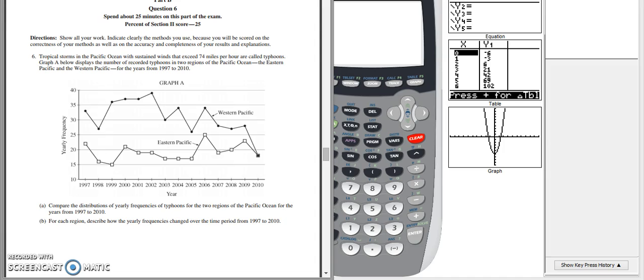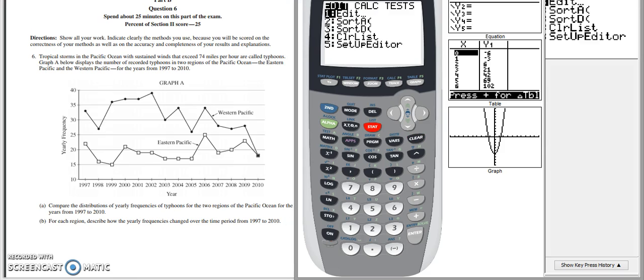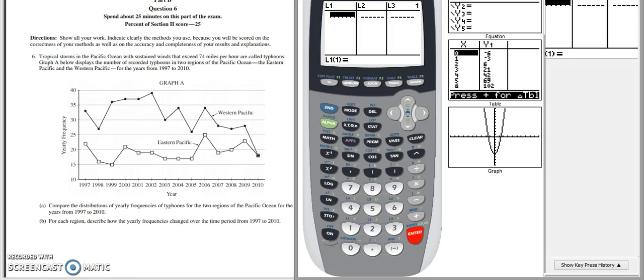Therefore, part A says compare the distributions of yearly frequency of typhoons in the two regions of the Pacific Ocean for the years from 1997 to 2010. So when we did histograms and dot plots, we talked about center, shape, spread, and unusual features. I'm going to start with center, and I'm just going to put them in my calculator first, just so I kind of know what I'm dealing with. Now I'm just going to guesstimate the values.